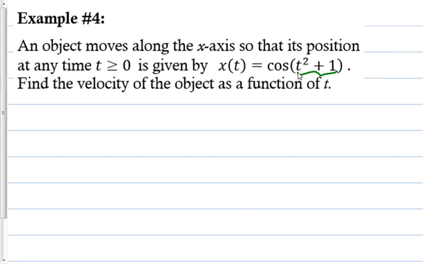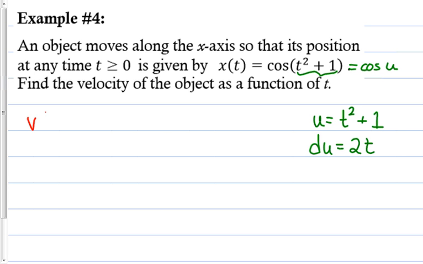So that stuff there is going to be the inside function. So this is going to be cosine of u. So u is t squared plus 1. So du is 2t. All right. So velocity.